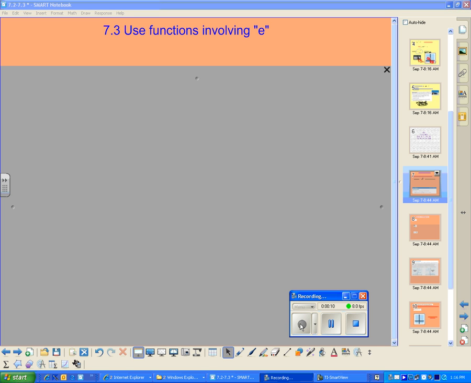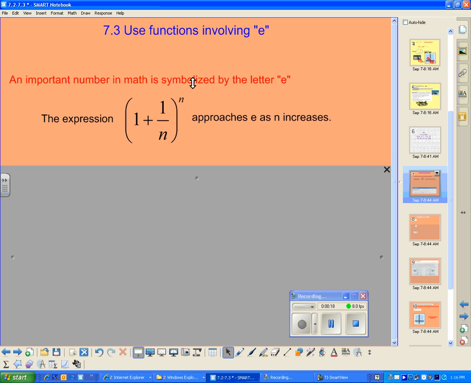Okay, now e is not a variable where it can stand for any number. E stands for a particular number, and it stands for this number, (1 + 1/n)^n, as n increases up to infinity. This is a mathematical number that comes up often and is used probably most commonly, in algebra at least, for an interest formula.